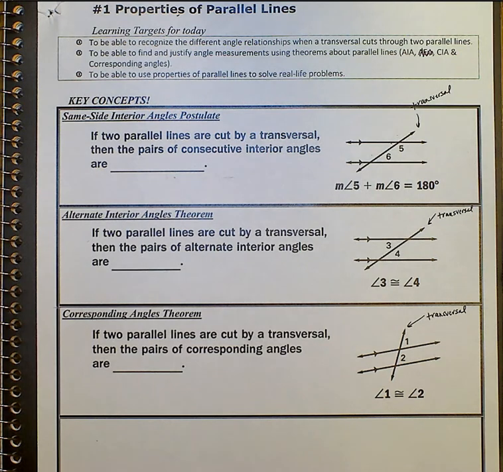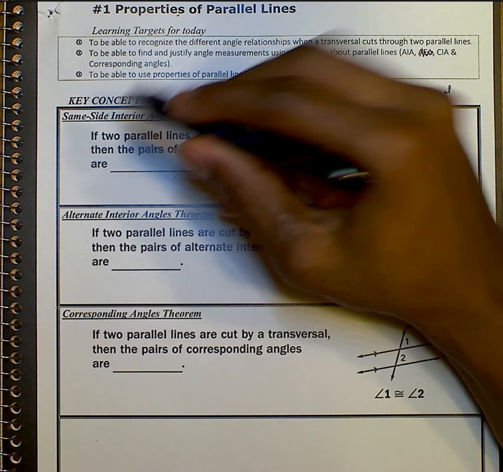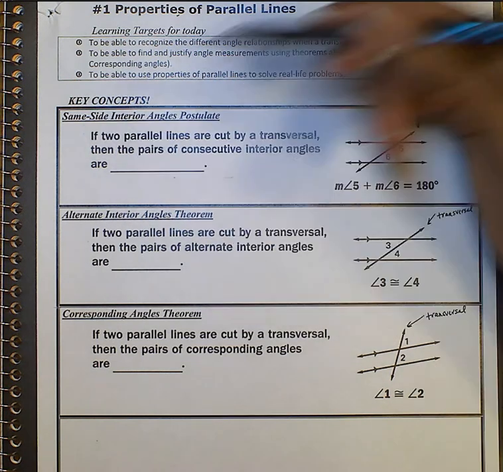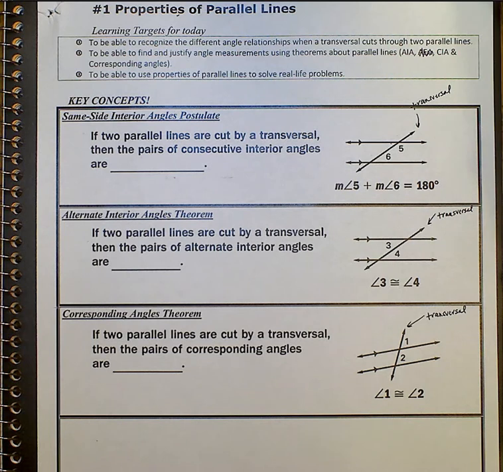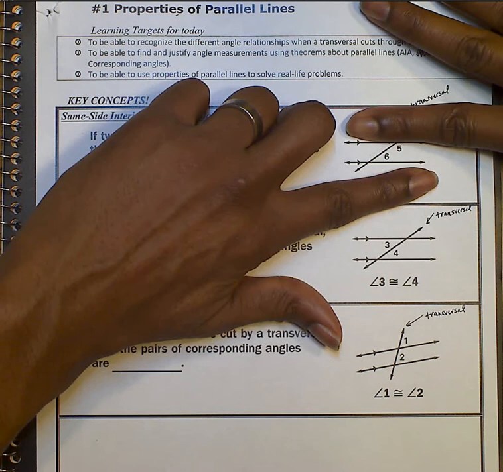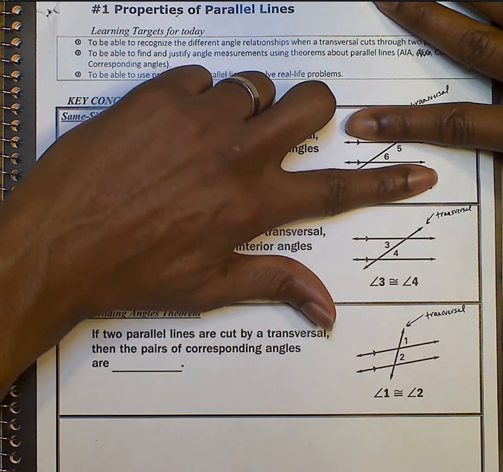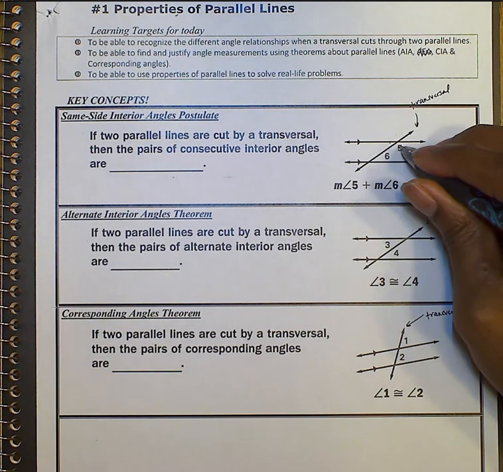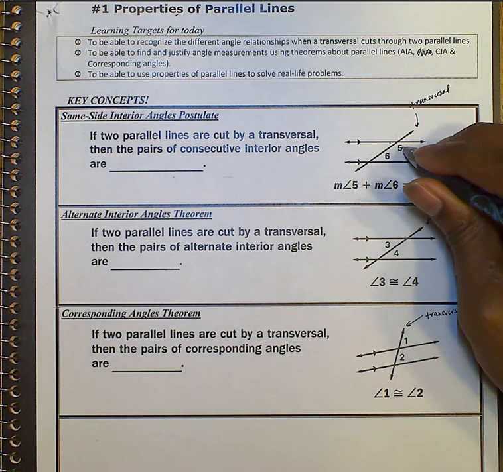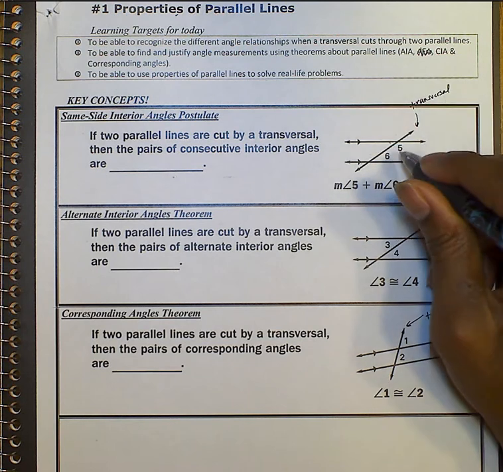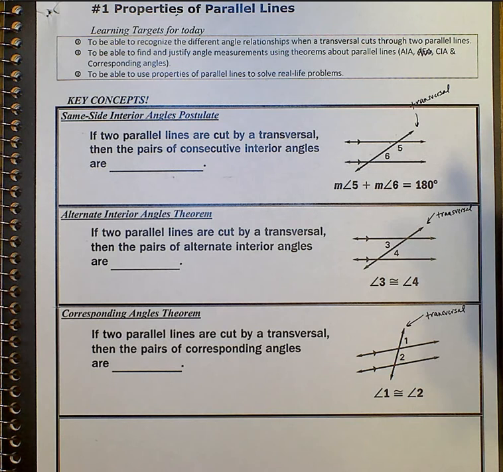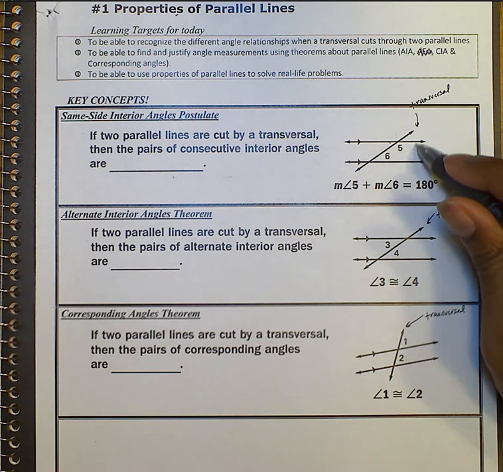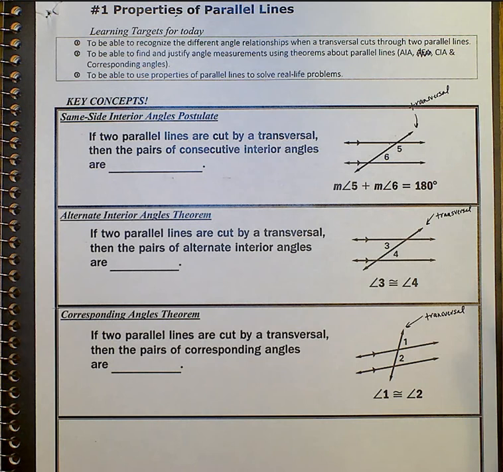Alright, so the first pair we'll talk about today is same-side interior angles. Okay, this one's the easiest for me to remember because the name kind of says what it is. If you think about the two lines, the two parallel lines is usually how we deal with this. Same side of the transversal and interior of the parallel lines. Okay, so angle 6 and angle 5 are examples of same side interior, inside the lines on the same side of the transversal.